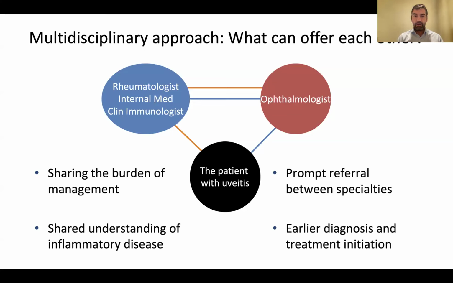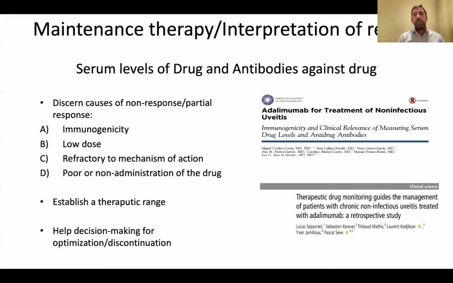And about maintenance therapy and interpretation of results, a word about measuring certain levels of drug and antibodies against drug. Well, we have been working on adalimumab therapy on this, but this can be applied to many other biologics and non-biologic treatments, giving us more information and also giving us the opportunity to discern causes for non-response or a partial response in our patients. Because this can be related to immunogenicity, to a low dosing, or sometimes because the patient is refractory to the mechanism of action of the drug, and sometimes also this can help us to discern when the patient is not administering correctly the drug.